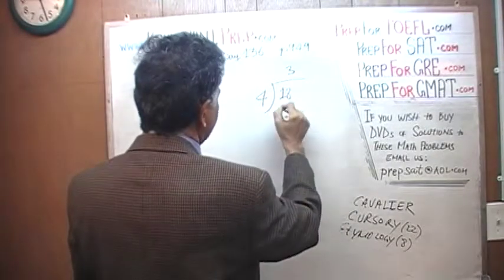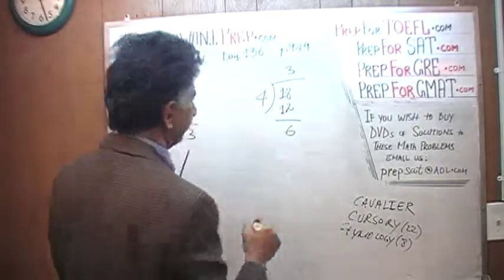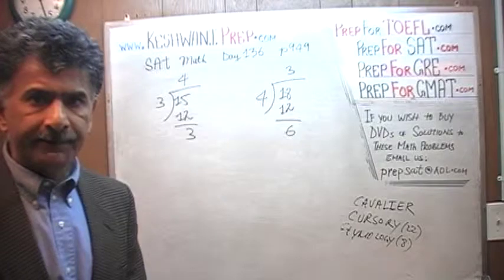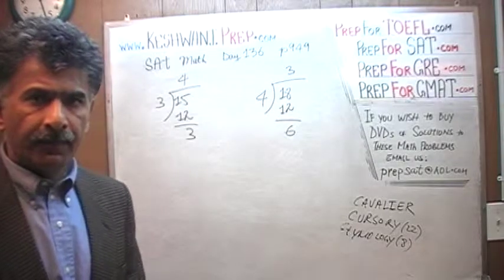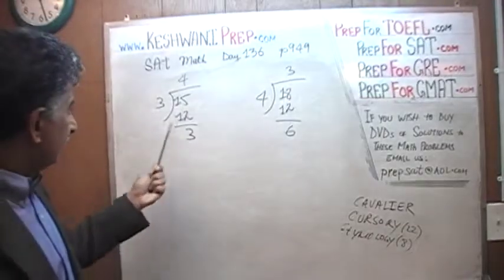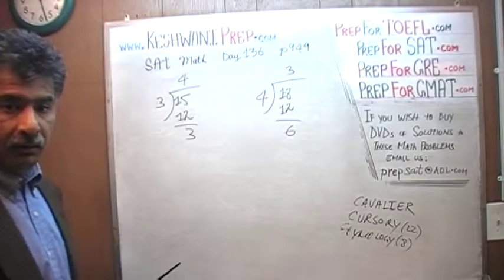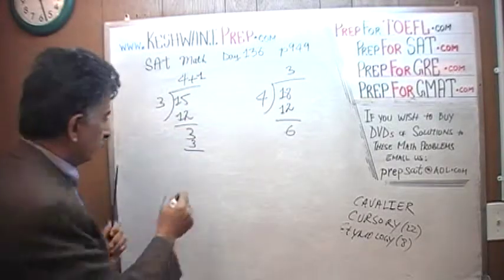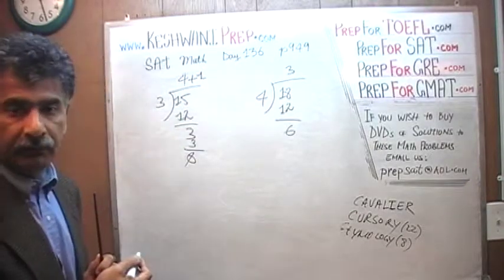Again, 4 times 3 is 12. And that gives us a remainder of 6. So far so good, right? What? You don't like it? What's wrong? What is wrong here is the fact that the remainder is 3. If the remainder is 3 and we're dividing it by 3, we could have gone very easily one more round. We could have gone very easily one more round with a remainder of 0.